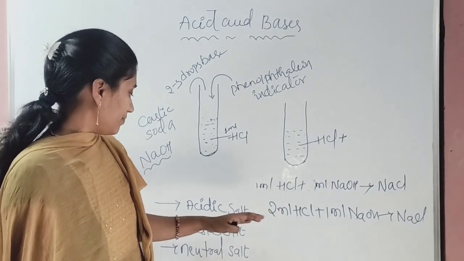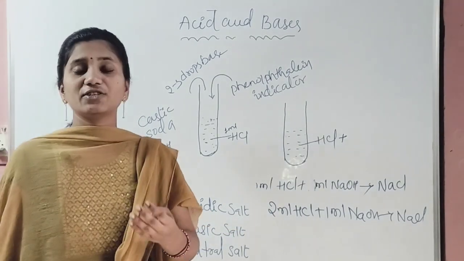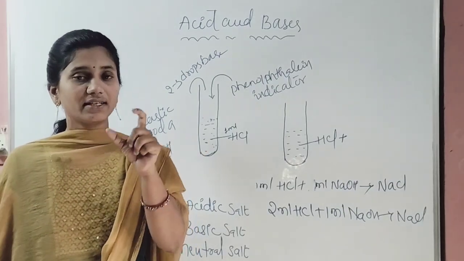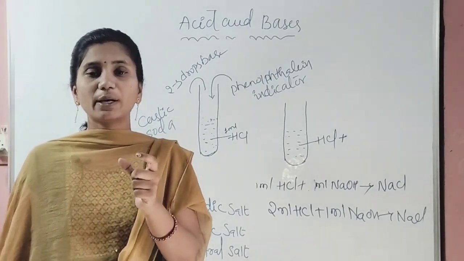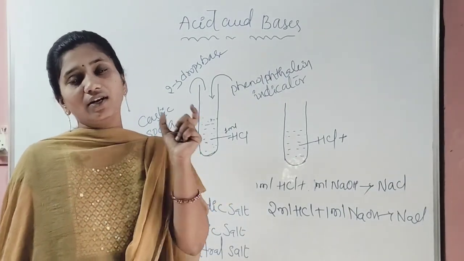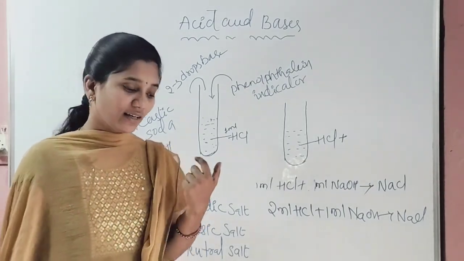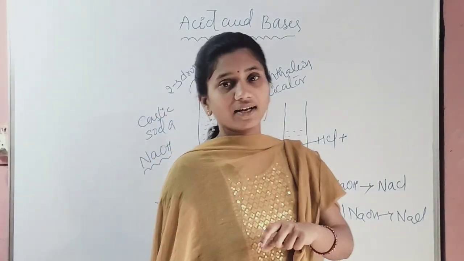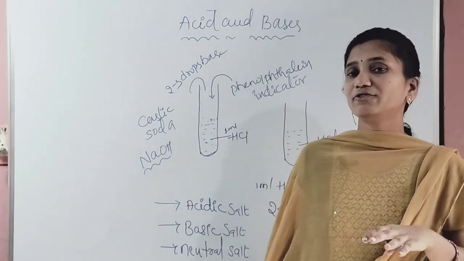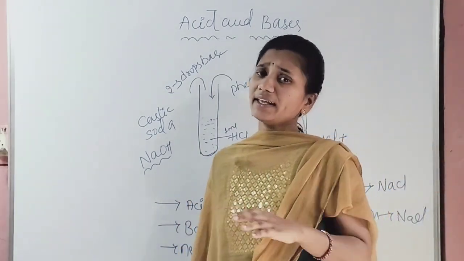Acidic salt will be tested by blue litmus paper, because acidic salts turn blue litmus paper to red, and basic salt will be tested by red litmus paper. Basic salt turns red to blue. Neutral salts, as usual, have no effect on any indicators.